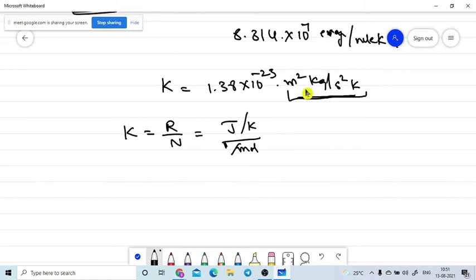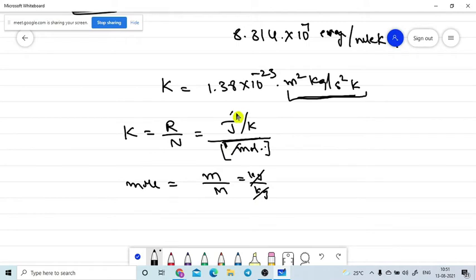Mass term is there. Moles should be converted into mass. Number of moles is equal to mass per molecular weight. Molecular weight is in kilogram only, and mass is also in kilogram, so they cancel each other. This is just a number. The bottom term is always a number.